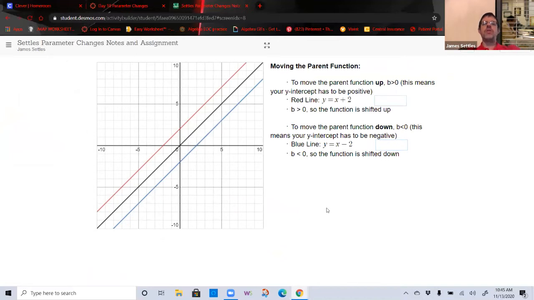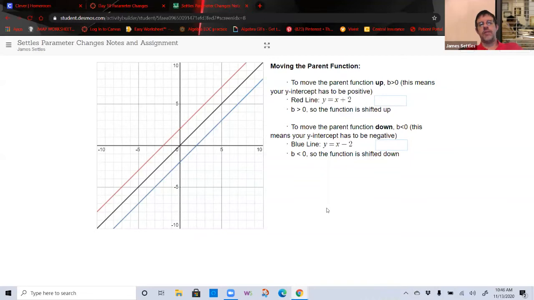Okay. Now I want you to notice the red line looks exactly like the black line, except they moved the y-intercept up 2. Okay. So if you look over to the right where it says red line, it says the red line is y equals x plus 2. So notice that the y-intercept, which is the number at the end, the b, is plus 2. So if that y-intercept is a positive number, it's going to move up.